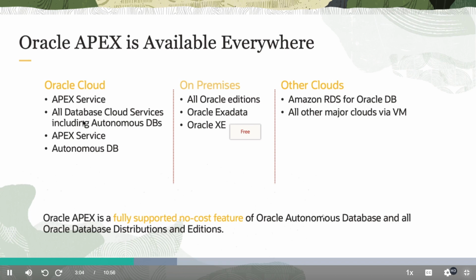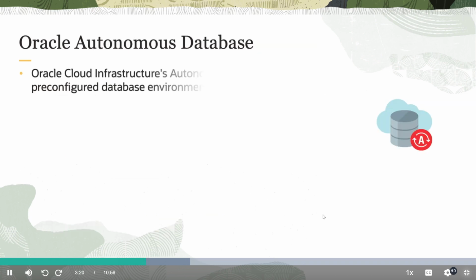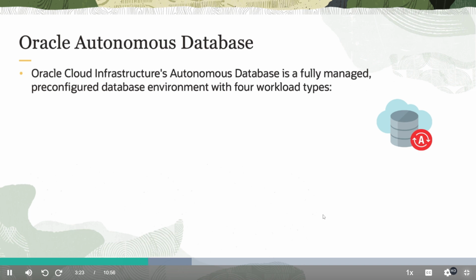In Oracle Cloud, Apex is offered as a simple all-inclusive Apex service with all database cloud services, including Autonomous Database, and is also available as always free with Apex Service and Autonomous Database. Oracle Cloud Infrastructure's Autonomous Database is a fully managed, pre-configured database environment. Oracle Autonomous Database uses artificial intelligence and machine learning to automate many data management tasks performed by DBAs, including managing database backups, security, and performance tuning.